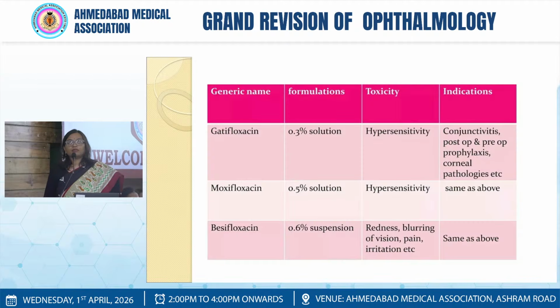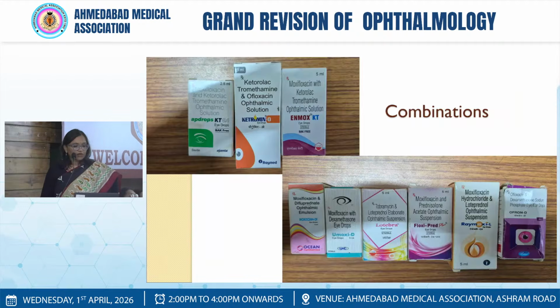The more commonly used antibiotics for preoperative and postoperative prophylaxis against infection nowadays are moxifloxacin and gatifloxacin. So there is antibiotic alone, and it also comes in combination. It can come in combination with ketorolac and with a steroid also. If an antibiotic and a strong steroid are together, it is used as postoperative treatment, and if it is along with a mild steroid, it can be used in allergic conditions.